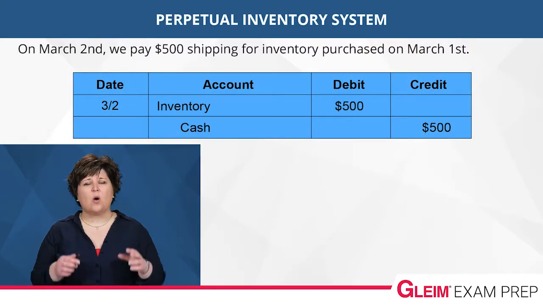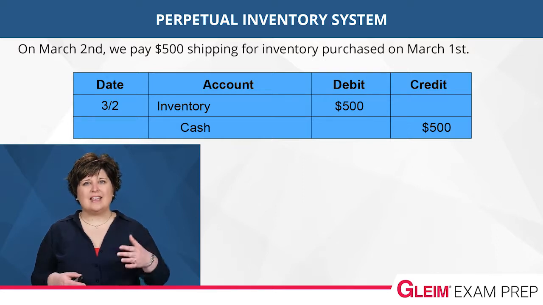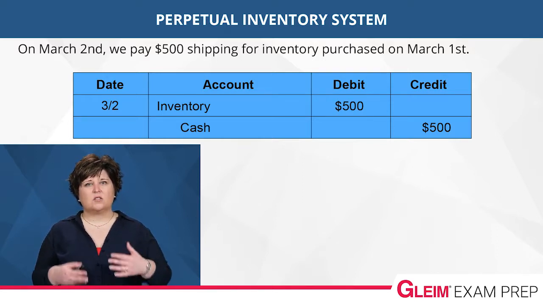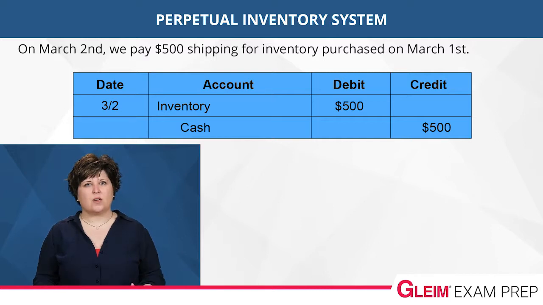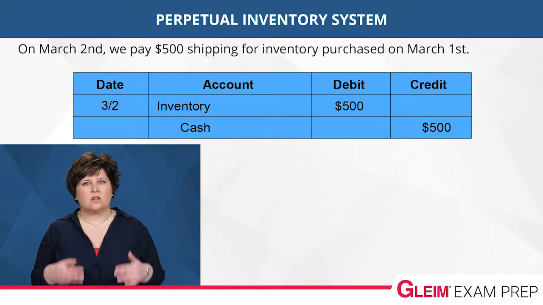So in this example, we pay $500 of shipping costs for the inventory that we purchased on March 1st. This shipping cost increases the cost of the inventory. So that means we need to increase the inventory account on the books. The debit for $500 is to the asset inventory. Now we paid the shipping cost. What did we pay with? That's right, cash. When we pay cash, the asset account cash needs to decrease. To decrease cash, we credit cash. So there you have our journal entry for this transaction.